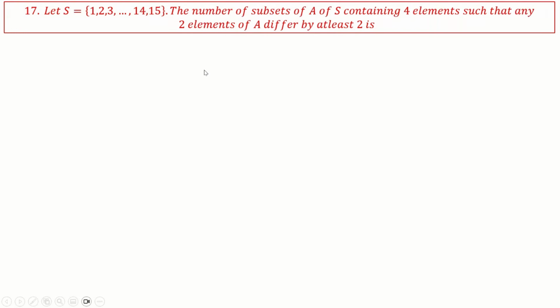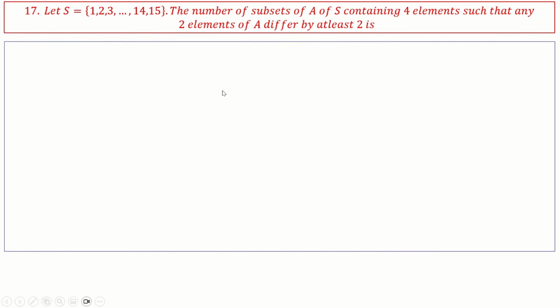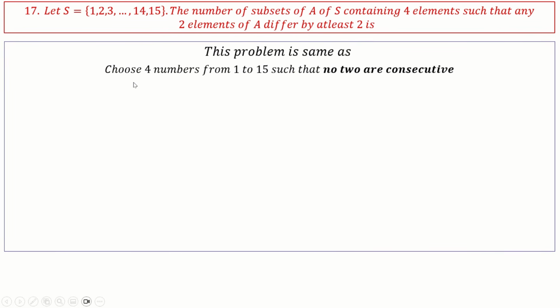Let S equal to 1, 2, 3, 4, 5, 6 up to 15. The number of subsets A of S containing 4 elements such that any 2 elements of A differ by at least 2. Okay, which means I have to select 4 elements from this in such a way that no neighboring elements are there. Basically, no neighboring elements means difference cannot be 1, which means at least 2 difference means difference cannot be 1. Correct? So no neighboring elements. Now this is a straightforward combination question actually, which means choose 4 from 1 to 15 such that no 2 are consecutive. No 2 are consecutive, right?